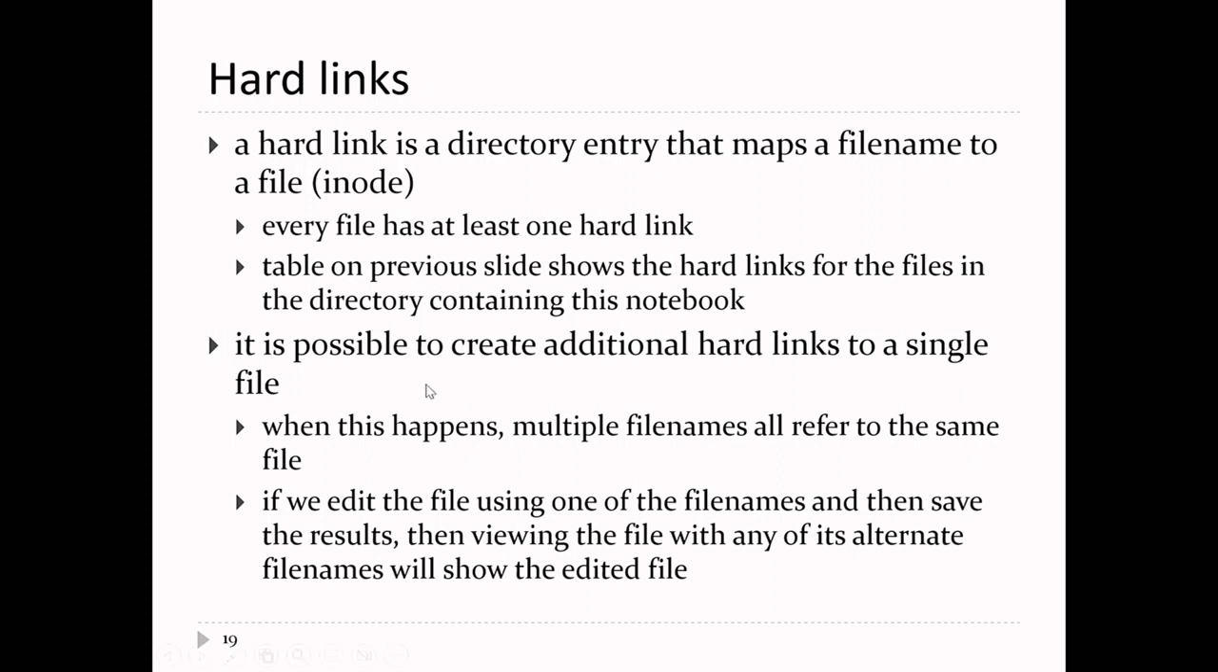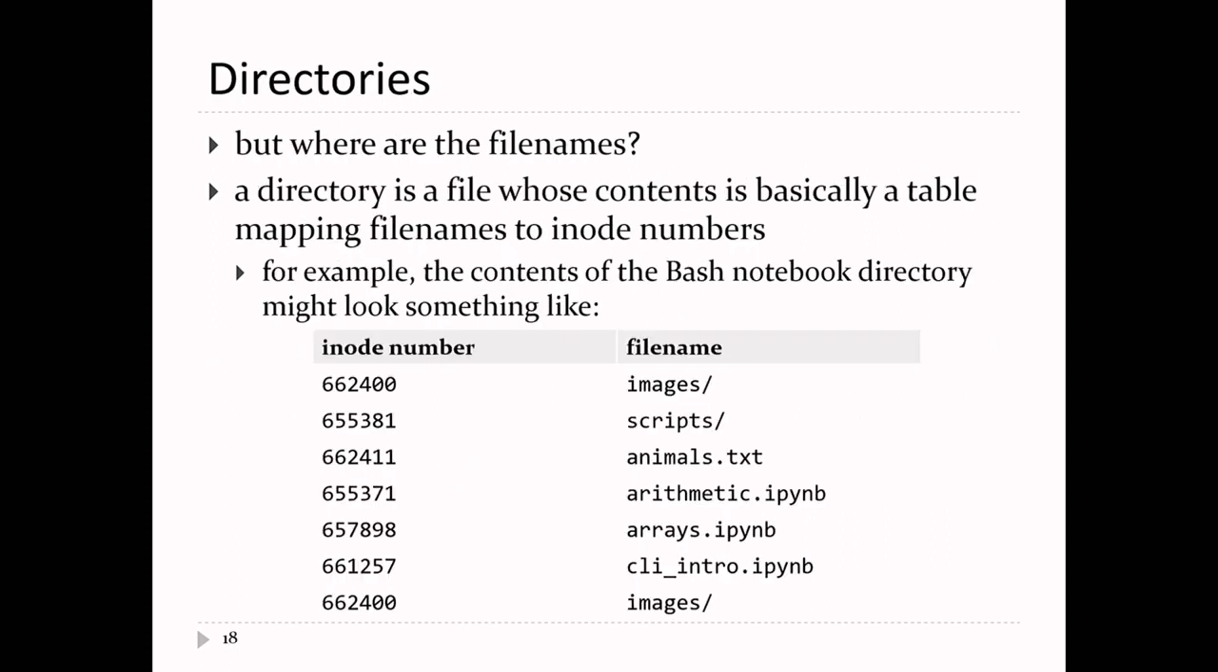Now, in Unix, you can create hard links to the same file. So in other words, I've got this file called animals.txt, with the inode number 662,411. It's possible for the user to create another file, let's just call it animals, and have the same inode number as animals.txt. So now I've got two names that point to the same file. This is like using Java or Python and having two references that point to the same object.